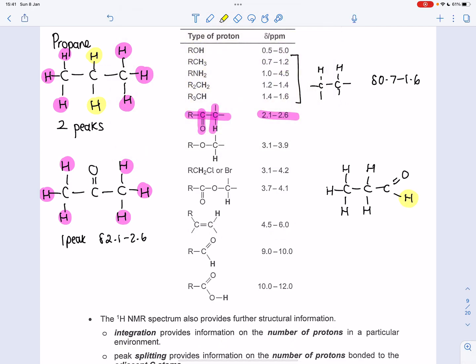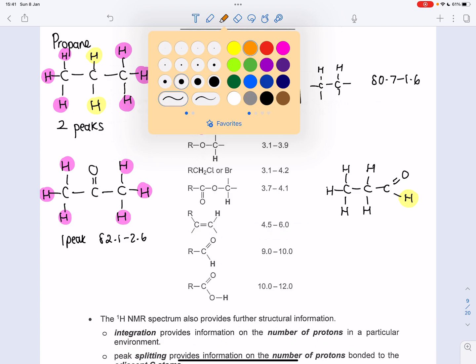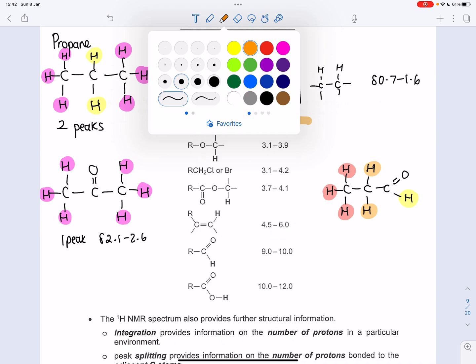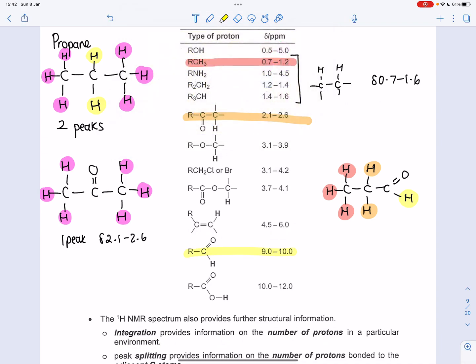But the hydrogen here in propanal is going to be different to the two that live next door to the carbonyl, which will be different to the three that live downfield, down the chain from the carbonyl group. And if we were to look at the types we've got, those red ones at the end would just be this 0.7 to 1.2 kind, but the orange ones would be the type that we'd just had there, next door to a C double bond O, and our yellow one, our aldehyde one, would be between 9 and 10.